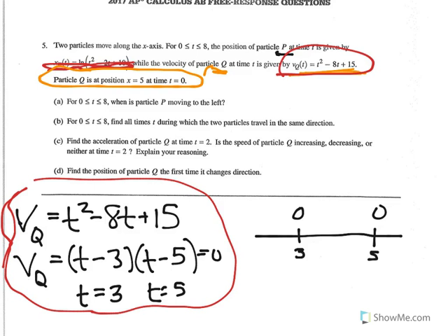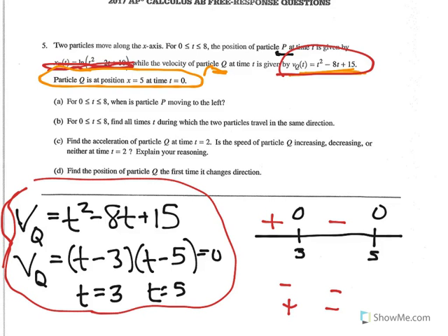So I'll pick a number less than 3. I'll put in 0. So 0 minus 3 is negative. 0 minus 5 is negative. That means in this interval, the velocity is positive. Pick a number between 3 and 5. Let's go with 4. 4 minus 3 is positive. 4 minus 5 is negative. So in this interval, it's negative.